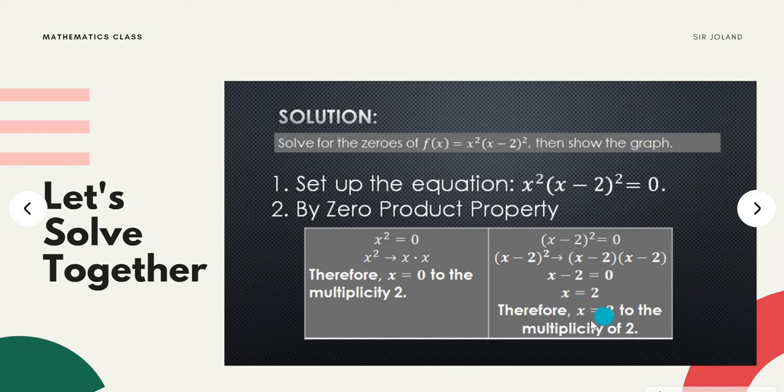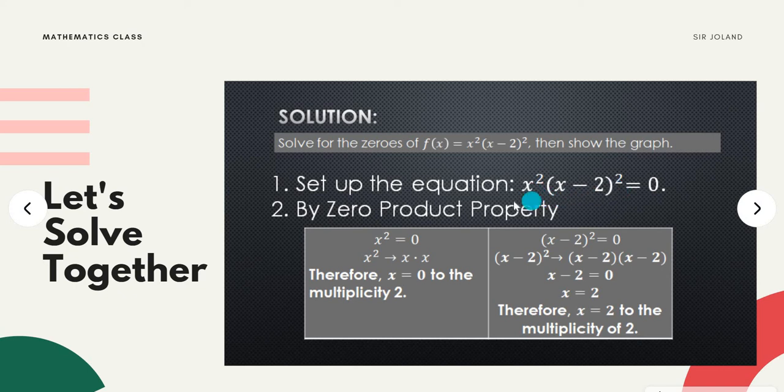So, therefore, we can now say that the value of x is 2 to the multiplicity of 2. Kasi, twice itong naulit eh, no? Dalawa yung (x - 2) natin. Kaya, multiplicity of 2. So, parehas na even multiplicity yung ating mga zeros. So, ang mga zeros niya, dalawang 0, tsaka dalawang 2. Kasi nga, ang degree natin dito ay 4. Kasi naka-raise sa 2, naka-raise sa 2. So, therefore, naka-4th degree ito.